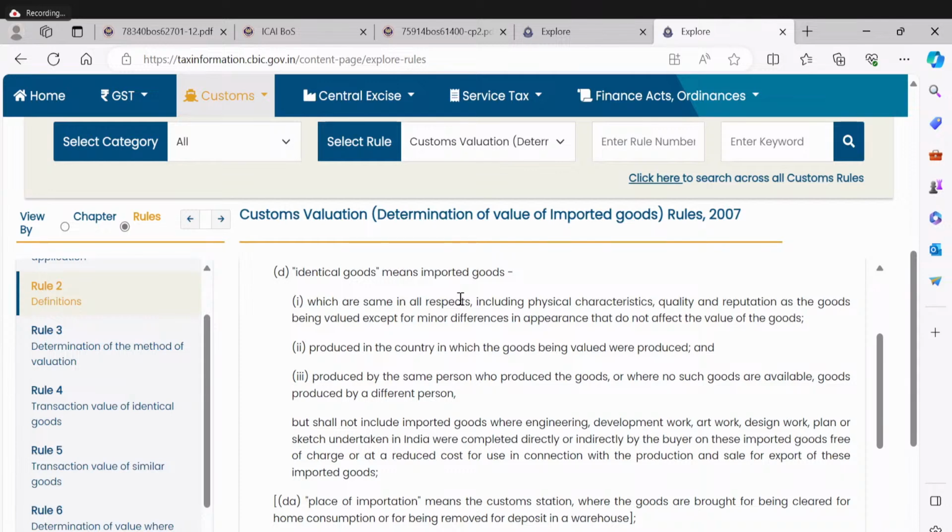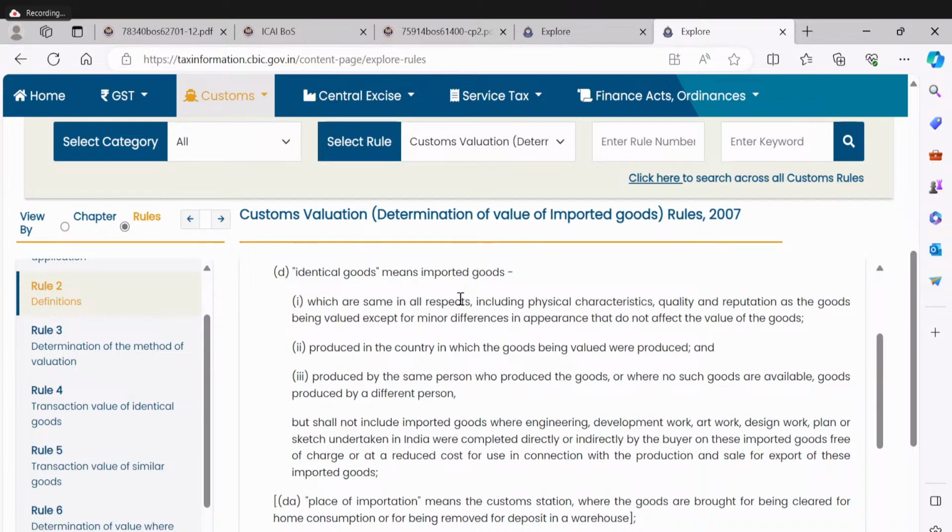Then it should be produced in the same country in which the goods being valued are produced. So if we are importing goods from US and we do not have the transaction value, then we have to take the identical goods which are being produced in United States only. We cannot take identical goods from some other country. That is the basic condition.